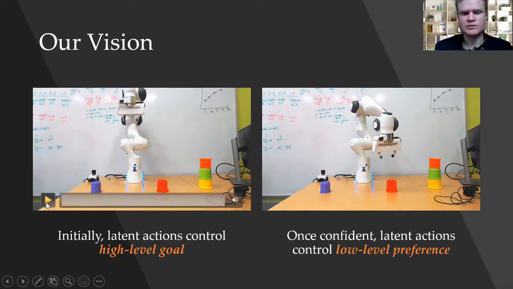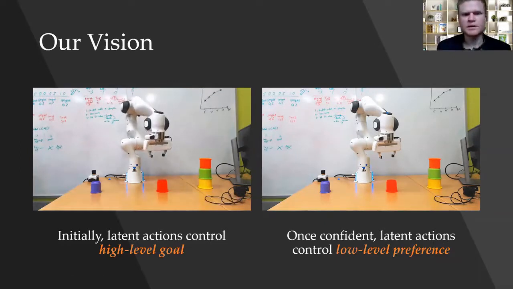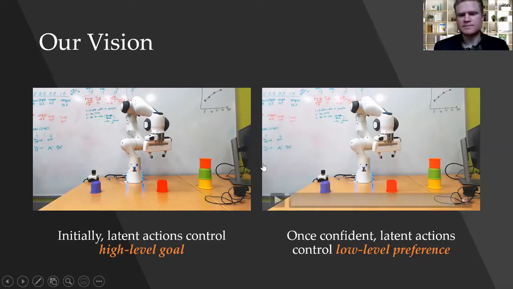The human controls the robot using latent actions, and at the beginning of the task, these latent actions should control which goal the robot moves towards. But once the robot gets closer to a goal and as it sees the trajectory that the user is providing, it can update its belief. It becomes more confident, hey, you want to reach this red cup.